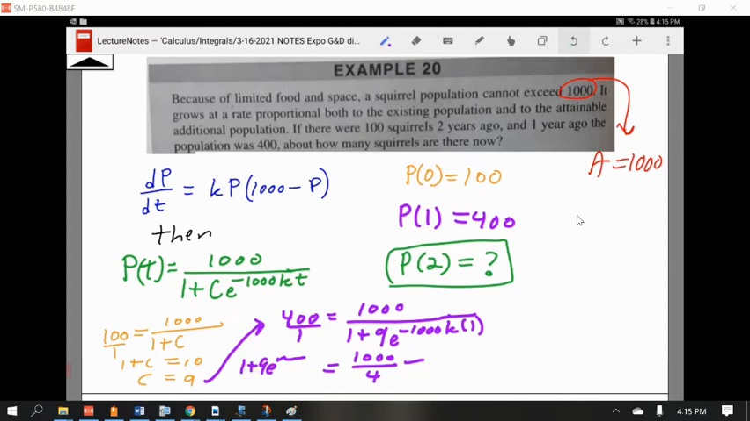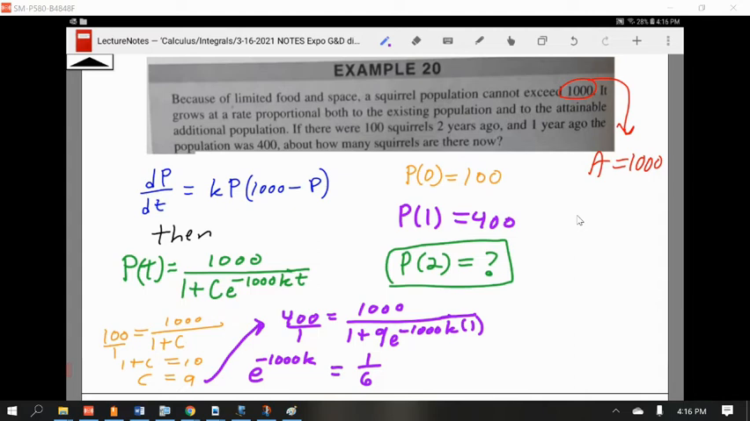I know you guys are tired of this video, and I'm running out of space. So what happens is I would do 1,000 divided by 400, subtract 1, and then divide by 9. And I wrote that here. It's 1/6. You get 1/6. E to the negative 10,000 k is 1/6.